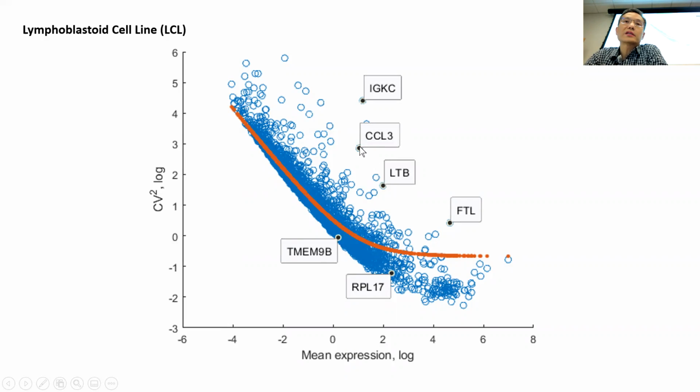Now we can look at residual CV for the genes. Here I select some examples. Some of the genes are above this curve, some are lower than this curve. So those genes way above this curve are highly variable genes. Those ones below are either housekeeping genes or more uniformly expressed across the cell population.